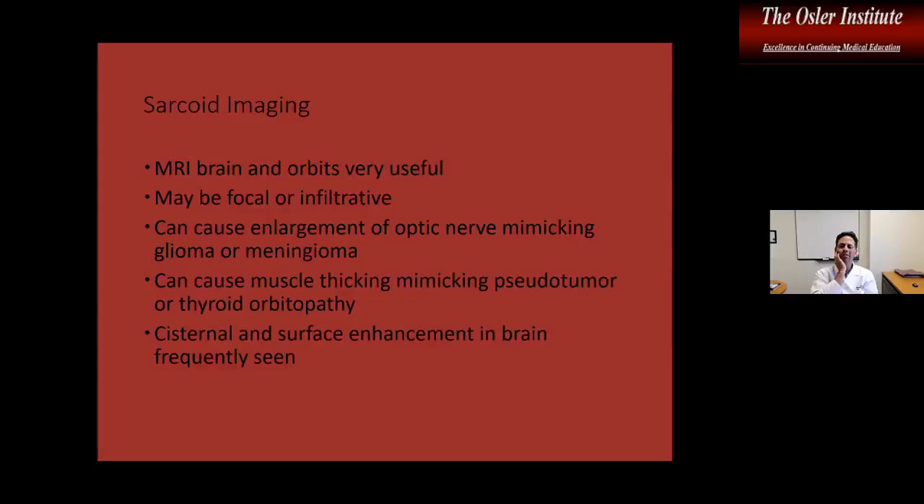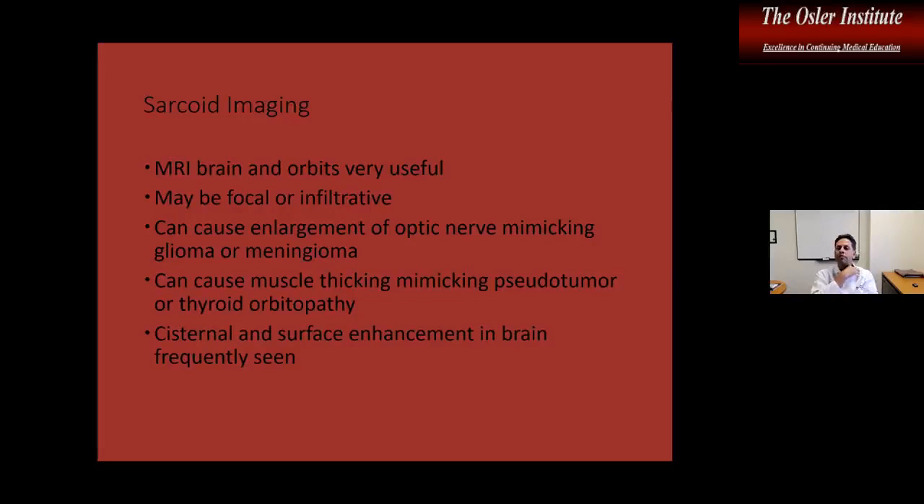This can be focal or infiltrative too, and can cause enlargement of the optic nerve, which can mimic a tumor, maybe more optic nerve meningioma than glioma. It can cause muscle thickening, mimicking orbital inflammation or thyroid orbitopathy. And you can see some enhancement in the brain as well. So it's a truly systemic disease.